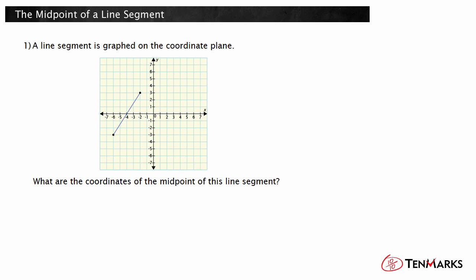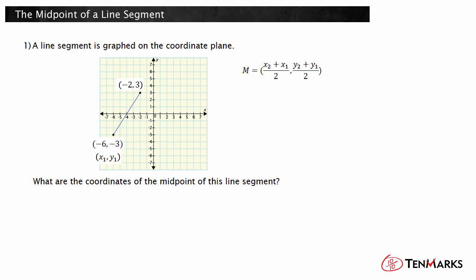A line segment is graphed on the coordinate plane. What are the coordinates of the midpoint of this line segment? First, identify the endpoints. The coordinates of this endpoint are -6, -3, and the coordinates of this endpoint are -2, 3. Remember, you can use the midpoint formula to find the midpoint.